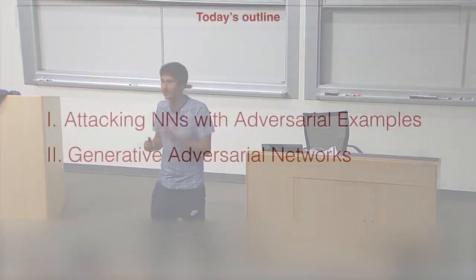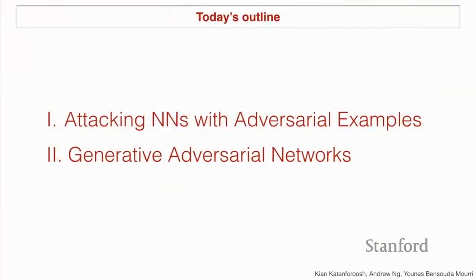One topic is attacking neural networks with adversarial examples. The second one is generative adversarial networks. And although these two topics have a common word, which is adversarial, they're two separate topics. You will understand why it's called adversarial in both cases. So let's get started with adversarial examples.